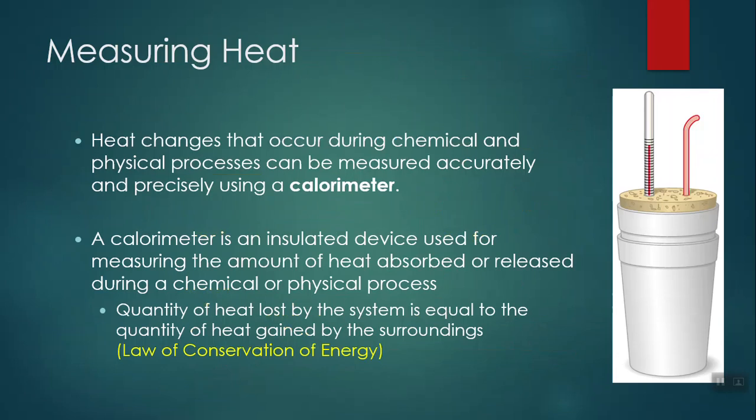The heat changes that occur during chemical and physical processes can be measured accurately and precisely using a calorimeter. And a calorimeter is an insulated device, kind of like what you see here. You see that it's a simple calorimeter with styrofoam cups and a top, and this is a stirrer and a thermometer in there, so we can measure the temperature change. Calorimeters are used to measure the amount of heat absorbed or released during a chemical or physical process. We can calculate the amount of heat lost or the amount of heat gained because of the law of conservation of energy.